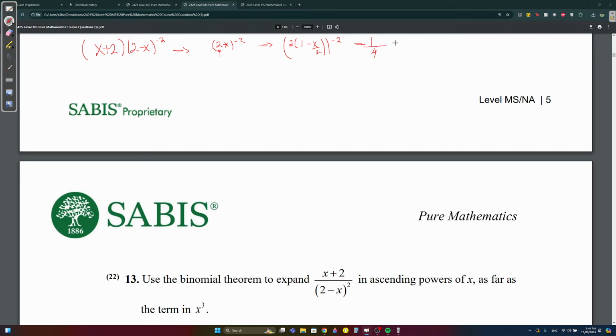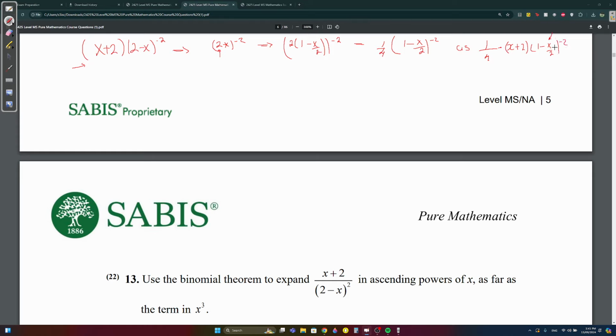Anyway, 1 over 4 times 1 minus x over 2 to the power of negative 2. We're done with this 1 over 4, so let's just put it on the side. We're going to rewrite this all as 1 over 4 times x plus 2, from over here, times 1 minus x over 2 to the power of negative 2.